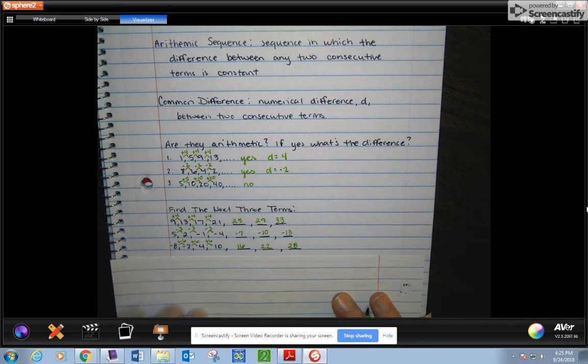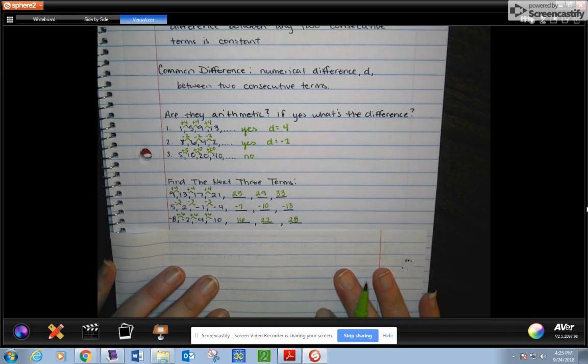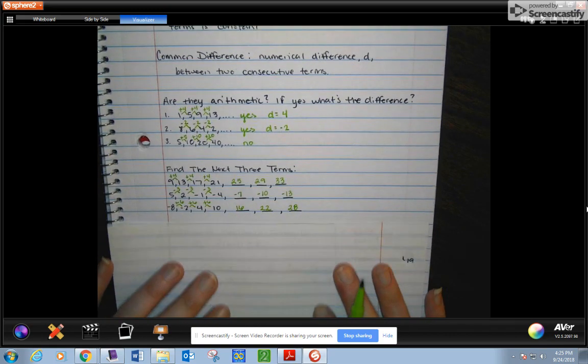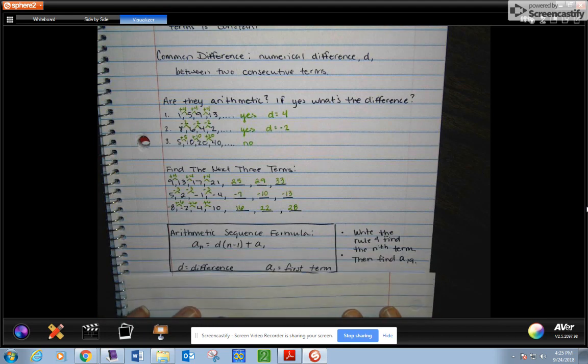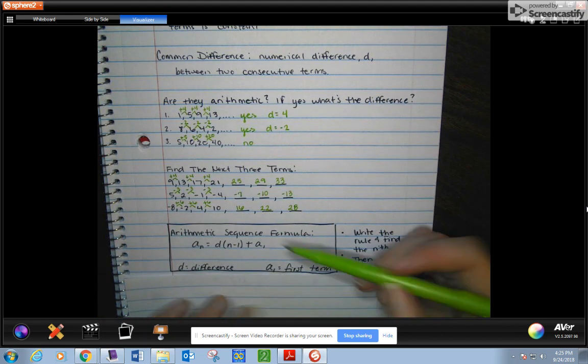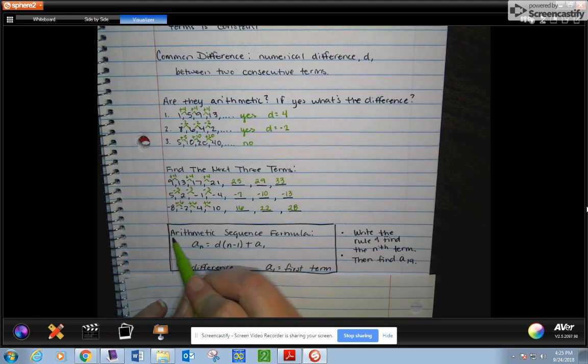Okay, you're going to have a few problems like that today, so make sure you understand that. And if not, pause and ask me a question, please. Okay, the next thing that's extremely important for you to write, if you need to pause this, is this little box. This is the arithmetic sequence formula.